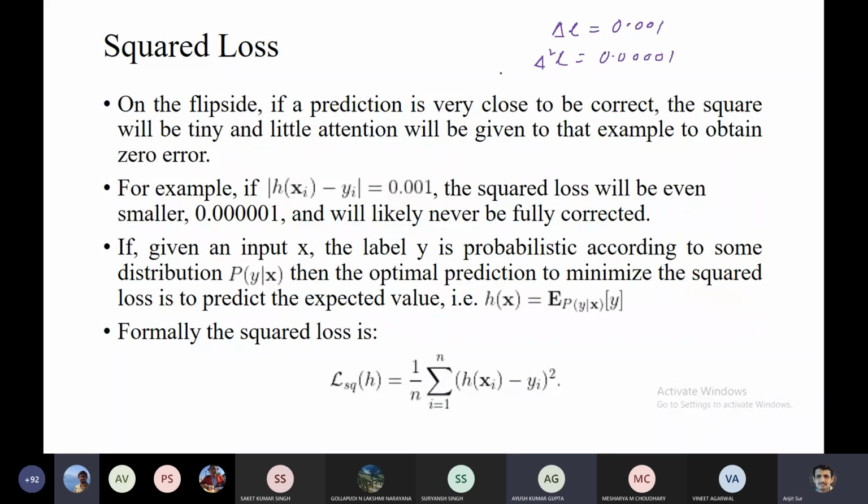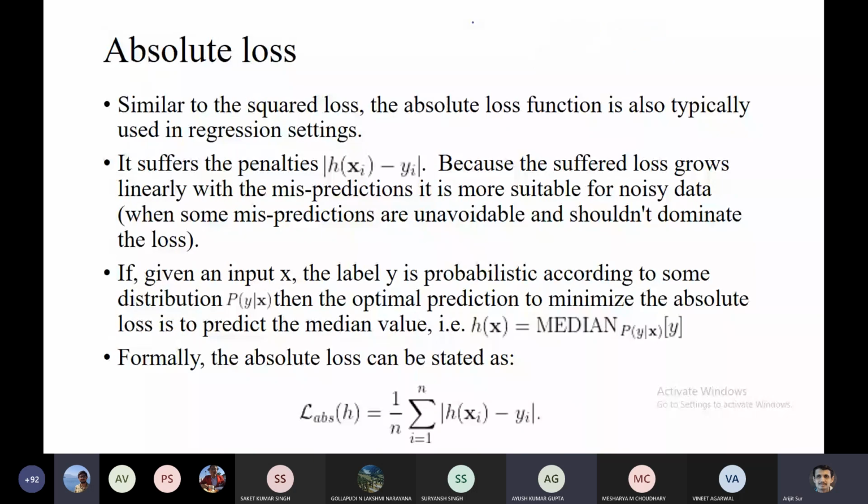If, given input x, the label is probabilistic according to some distribution, then the optimal prediction that minimizes the squared loss is given by this. Actually, this is formally the squared loss. We know it very well. And another thing is absolute loss. Absolute loss is basically this: it's an algebraic difference, h theta of x_i minus y_i, a mod function. It suffers penalties because the loss grows linearly.